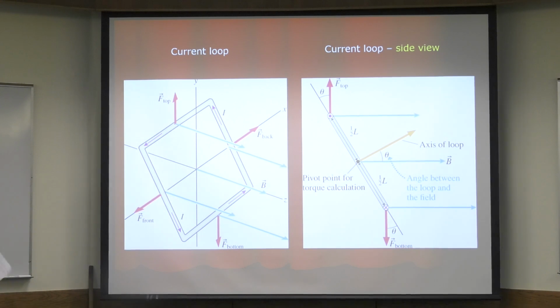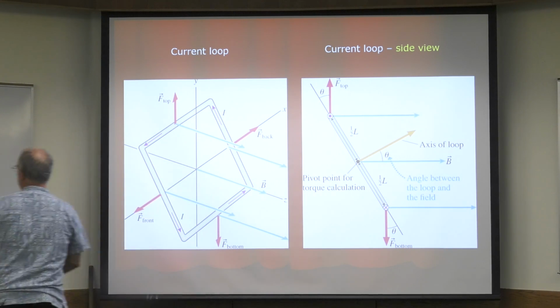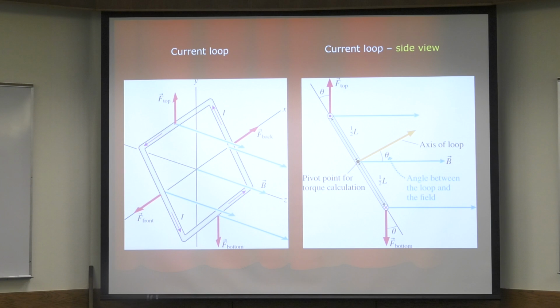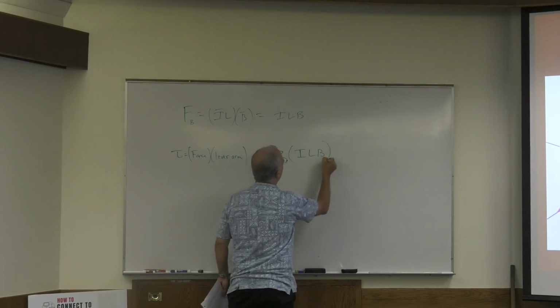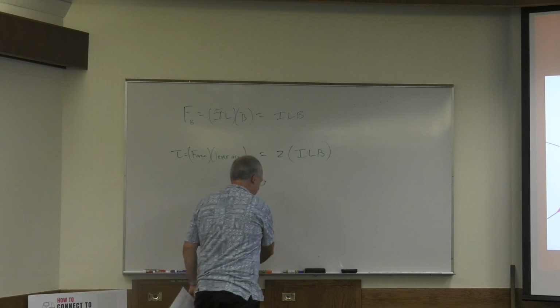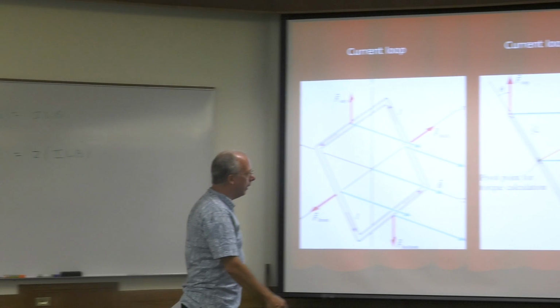So what we want to do again is calculate the torque. Let's do it. First of all, like I said, there are two torques, because there's a force here and here. So there's 2, and the force is ILB. Now the lever arm, that's what drives everybody crazy in Physics 105. The lever arm.